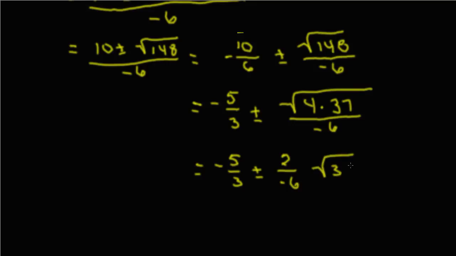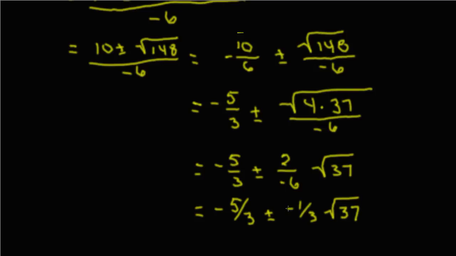And the square root of 37 is the square root of 37. 37 is a prime number, so that's as far as we can go with that. And then we can reduce this negative 2/6 to a negative 1/3. So our solutions to this equation are x equals negative 5/3 plus a negative 1/3, which would be, in this case, a minus.